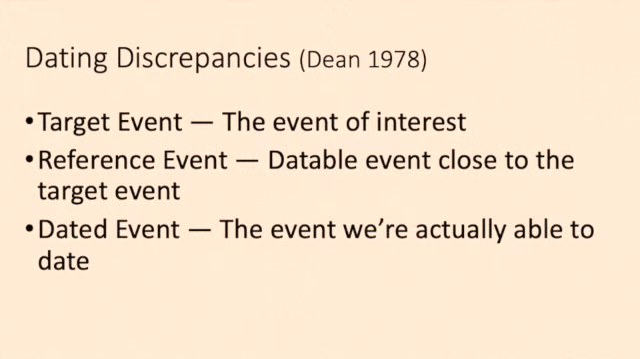The dates we determine for archaeological events are always subject to various sources of error. But the most common source of error is lack of clarity over which event we're actually dating. In a paper he published in 1978, Jeffrey Dean usefully distinguished between three kinds of events. The target event is the event we're actually interested in. The reference event is some potentially datable event that we hope is close to the target event. And the dated event is the event that we're actually able to date with the method at our disposal.